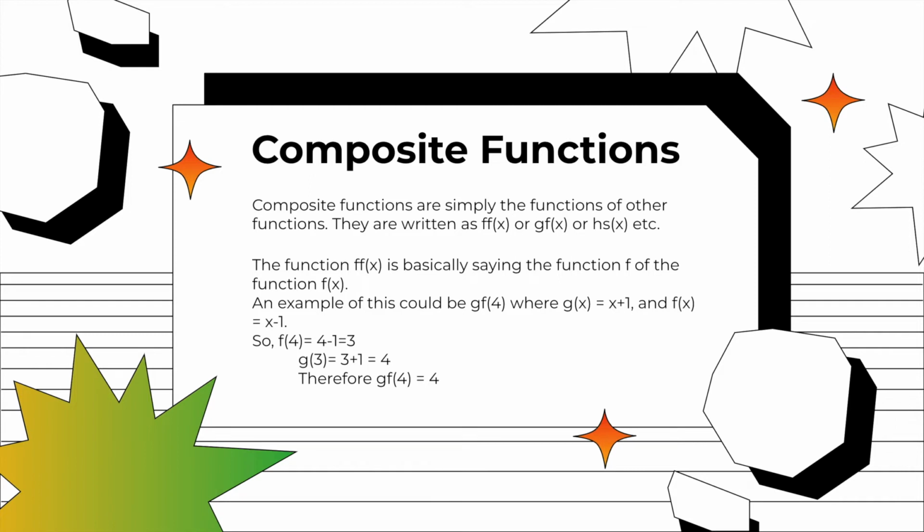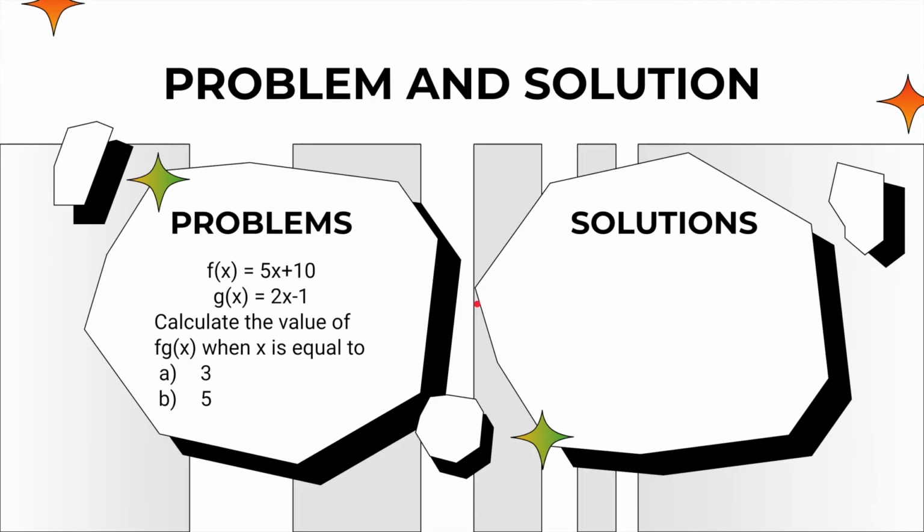So basically, you solve the first function, and then the value that you get from that function you put into the other function. The first function will always be the one that is closest to the bracket, and the second one will be the one beside it.